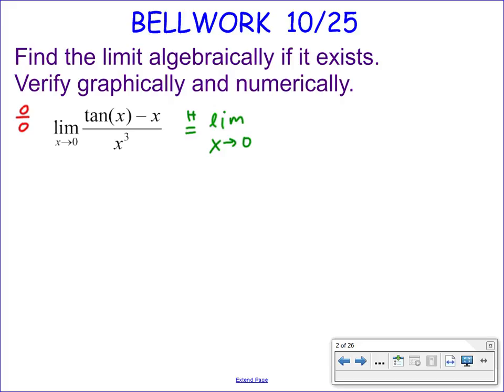We're taking the derivative of the top, we're taking the derivative of the bottom separately, and then we're trying again. So let's go ahead and do that. I know that tangent differentiates to secant squared of x, minus x differentiates to 1, all over 3x squared. Let's try again. As x goes to 0, secant is 1 over cosine, which is 1 over 1, which is 1, minus 1 is 0, and then 0 on the bottom. So it looks to me like we got another indeterminate quotient. So we can go ahead and apply L'Hopital's rule again.